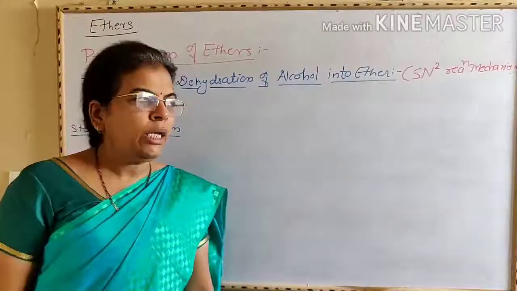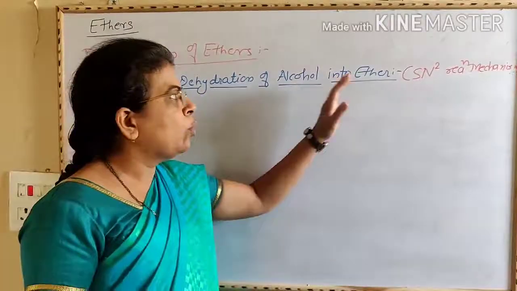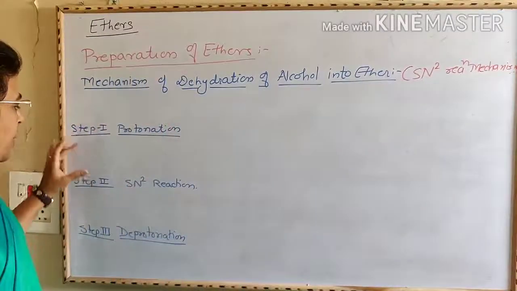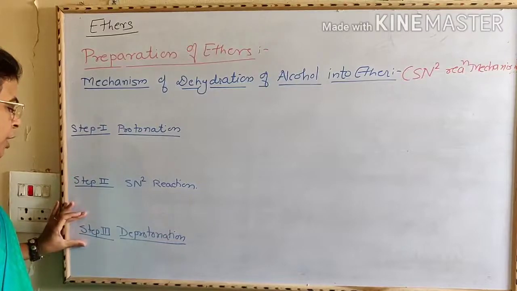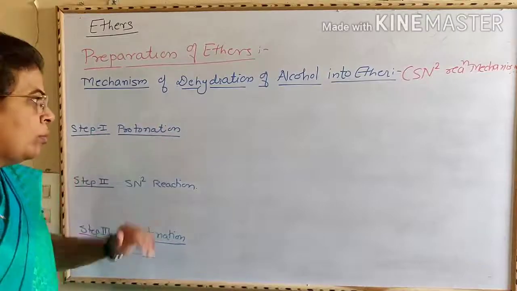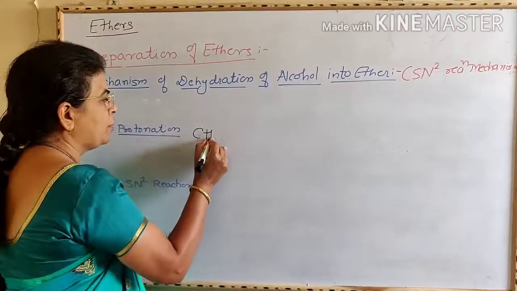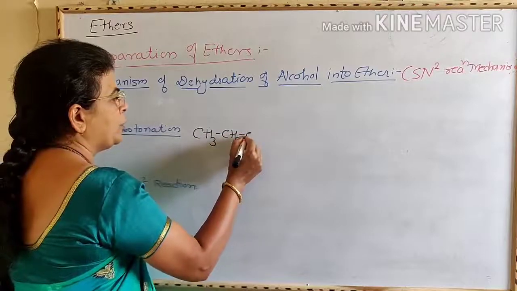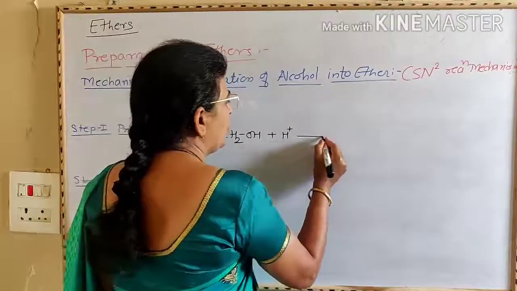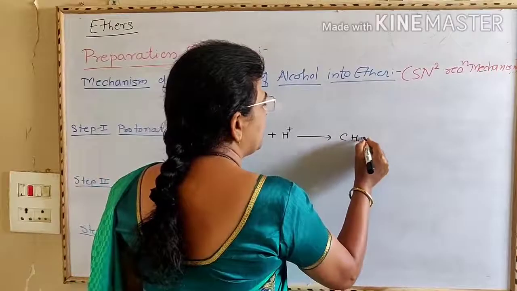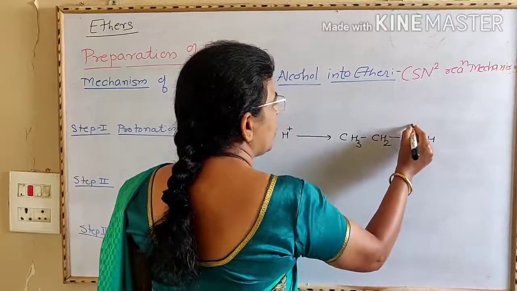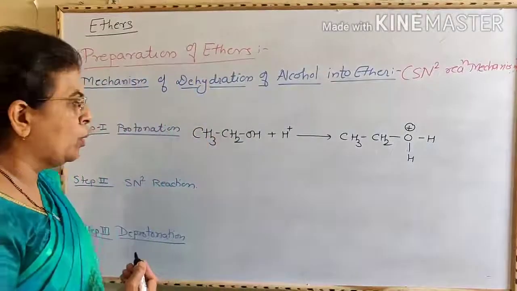Now we are going to see the mechanism of dehydration of alcohol into ether. This is an SN2 reaction mechanism, and this mechanism is carried out in 3 steps. Now we are going to see the first step. In the first step, protonation of alcohol is carried out. We are going to take the example of CH3CH2OH. Now in acidic medium, protonation of this alcohol is carried out to form CH3CH2OH2+. Now this protonated alcohol is formed.